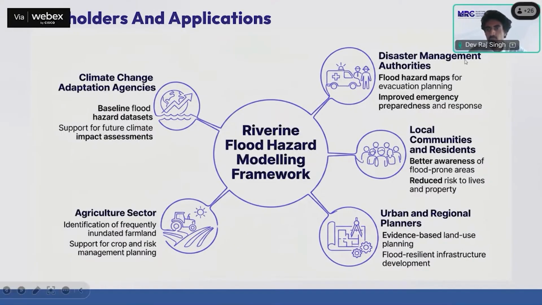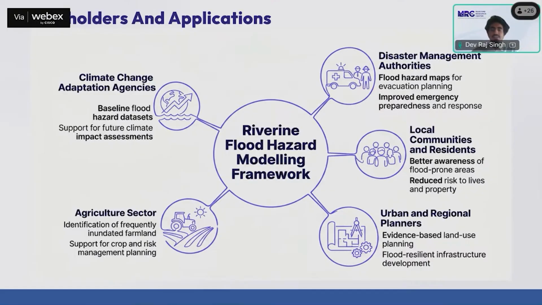All right, so our stakeholders and the application of this project: the best application is for the disaster management authorities like NDRF. This model can help them plan a better evacuation and prepare for unforeseen circumstances when there's heavy flooding, to evacuate people from the low-lying regions where the chances of flood are higher.